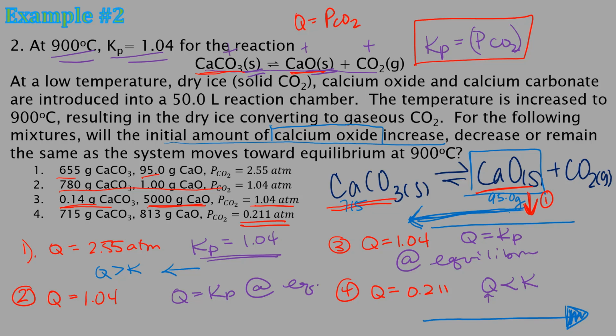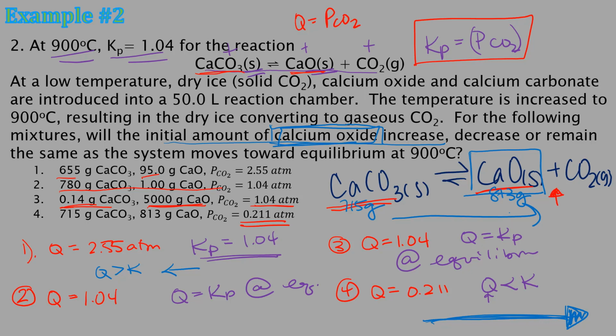So even though we have 715 grams of calcium carbonate here, we want to make more product because the reaction is going to shift towards the product. So that means that calcium oxide, that's what it's asking about, is calcium oxide, is going to increase.